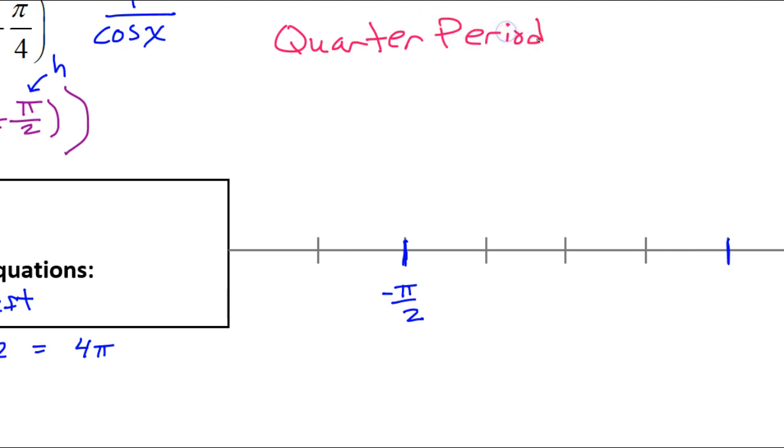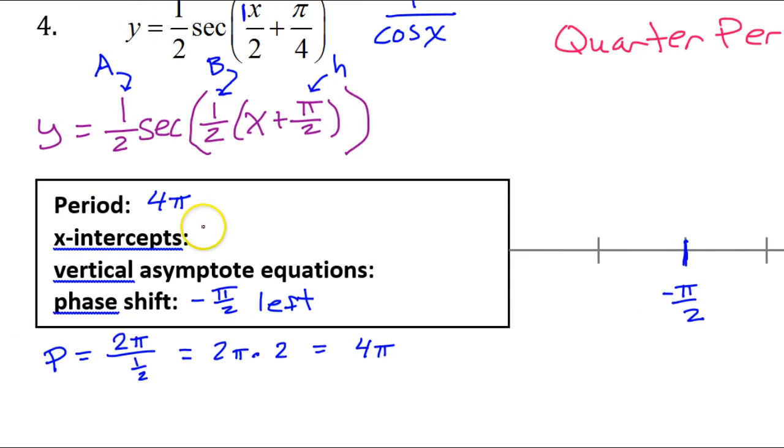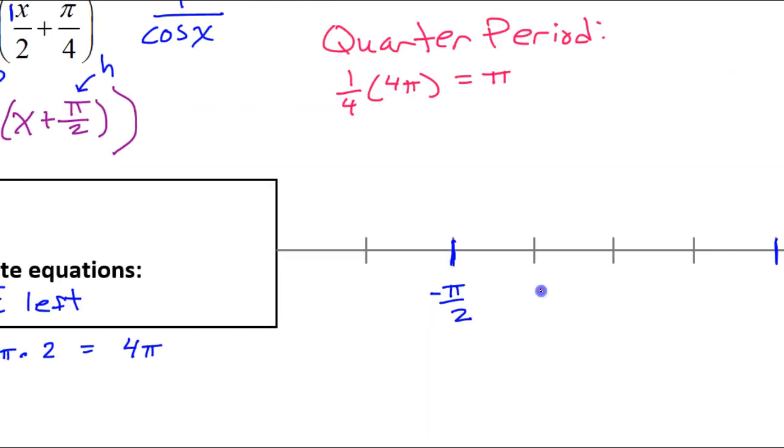But when there is a phase shift, I find this very useful. So what is a quarter period? Well, this is going to be straightforward. The period is 4 pi. So a quarter period is going to be 1/4 of 4 pi, which is just going to be pi. So that means each one of these positions should be increasing by pi.